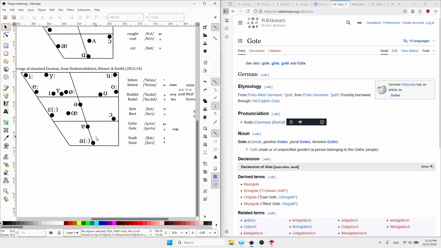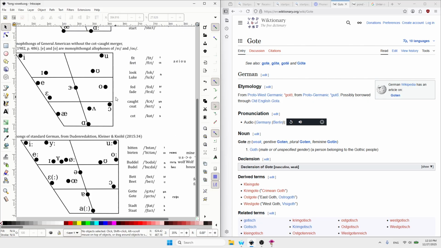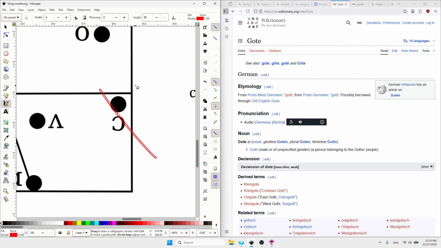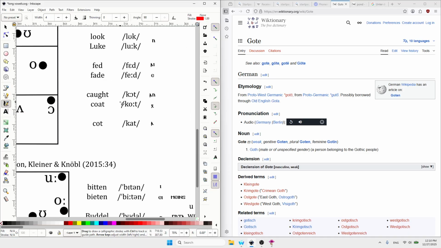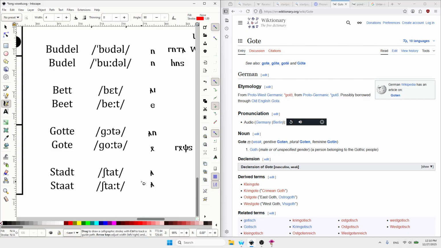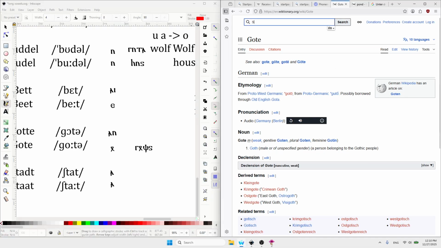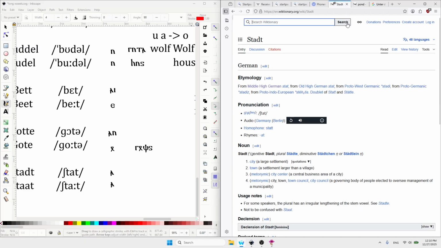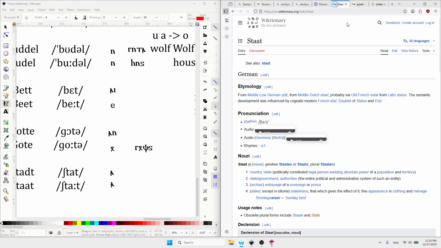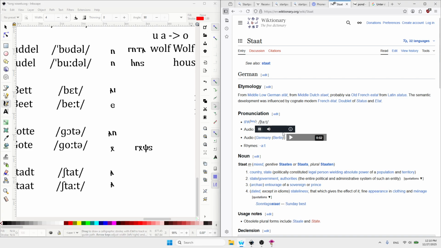If you have the same accent as me, you do not have this sound. That's not a sound. So it probably sounds most like this, like in cot. There's no long a here. Let's go to Stadt, Stadt, and maybe you can hear that it's short. Staat, Staat, Staat.